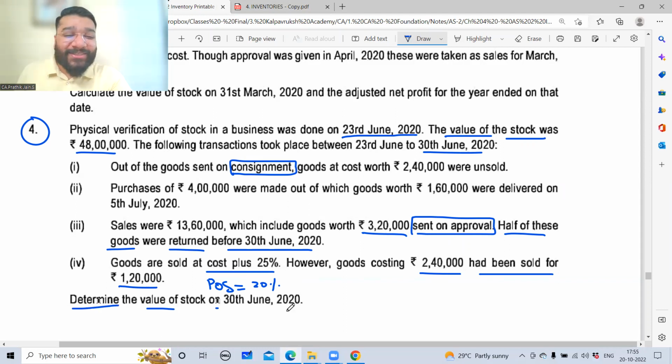Determine the value of the stock on 30 June 2020. How do you find it? Do you find it confusing? So can we deal with it one by one?